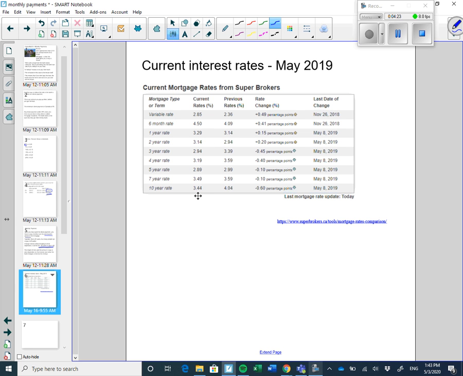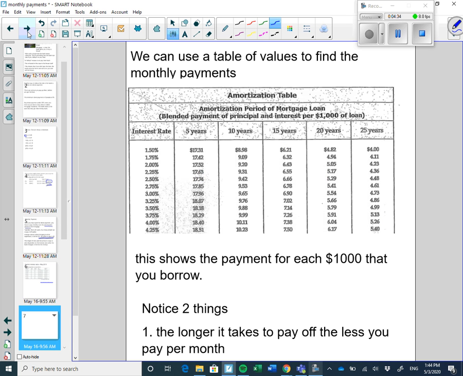So if you want to lock in your interest rate, you go for a long term period, okay? Don't worry too much about that. You're going to hear more about that in future courses. Okay, so we will use what's called a table of values to find the monthly payments, okay?